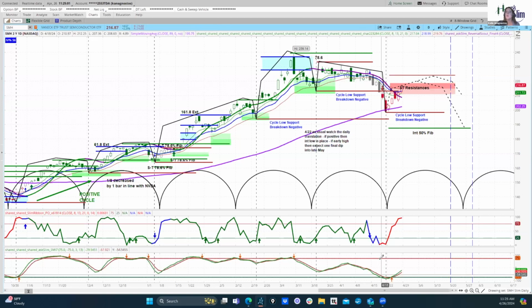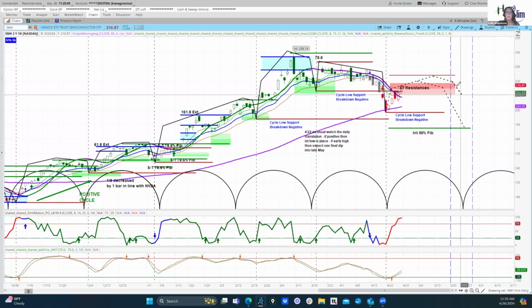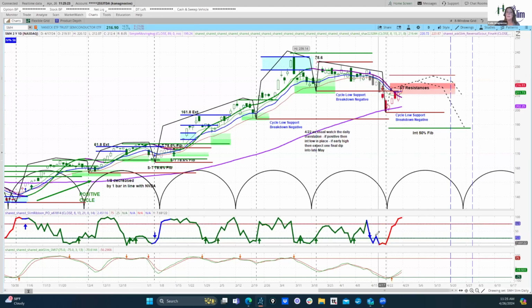In terms of projections here, either this will form a positively configured basing cycle or it will continue to exhibit weakness and retrace back down, perhaps to this previous cycle low support, test that low, or maybe even down to the intermediate 50% fib.